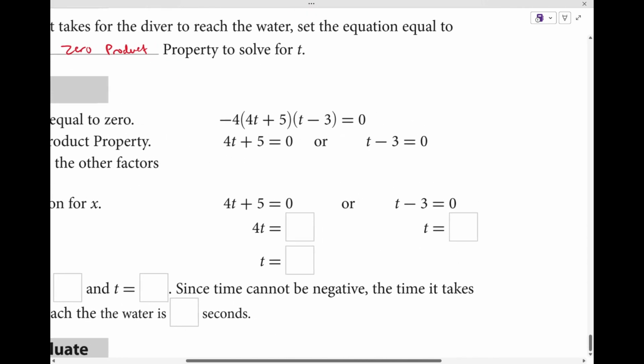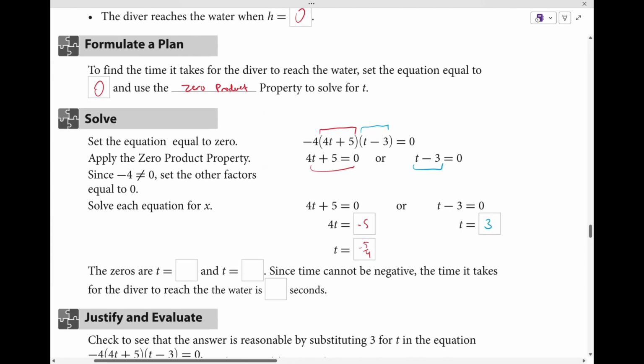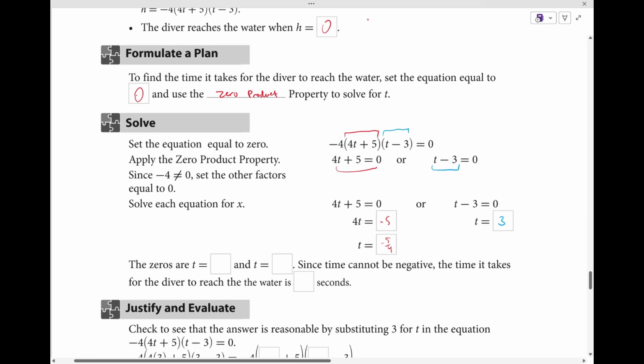So here's the equation. We set it equal to 0. Here I got two linear factors, 4t plus 5 and t minus 3. Don't worry about this negative 4, just the linear factors. Case number 1, 4t plus 5 is 0. Case number 2, t minus 3 is 0. So we solve each of those. 4t plus 5 is 0. Subtract 5 on both sides. t equals negative 5 over 4. Case number 2, t minus 3 equals 0, so t equals 3. That means our zeros are negative 5 over 4 and 3.